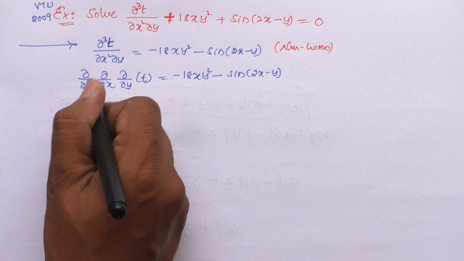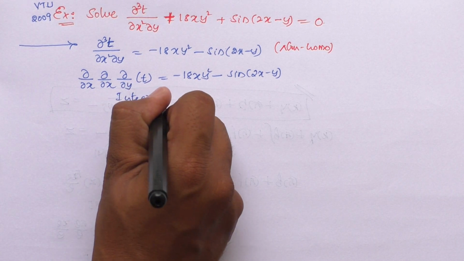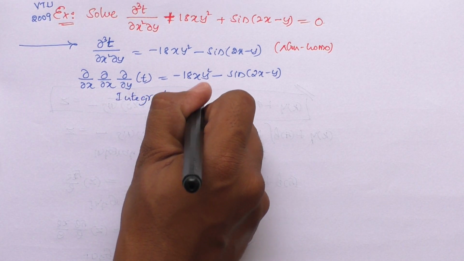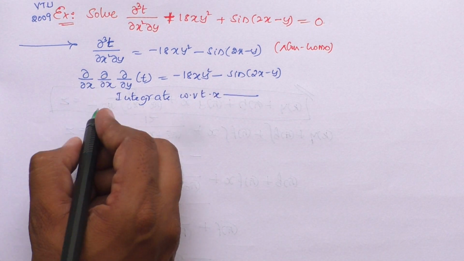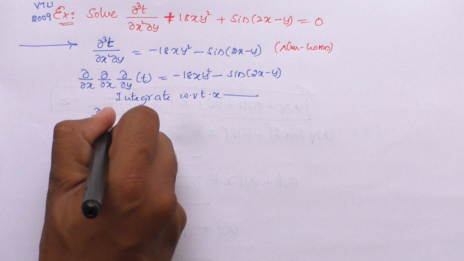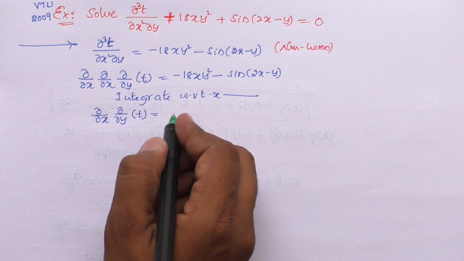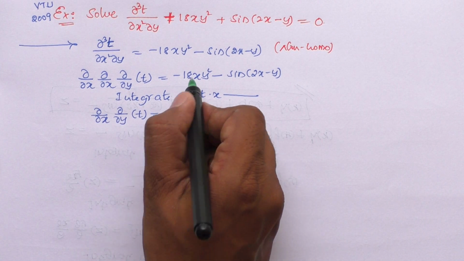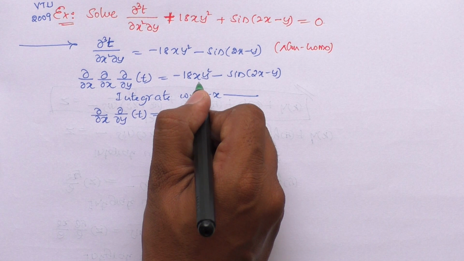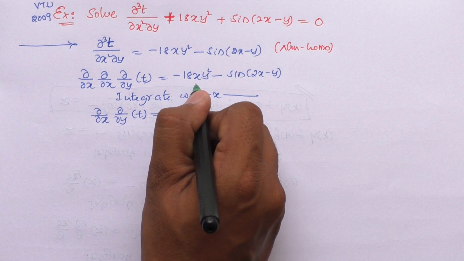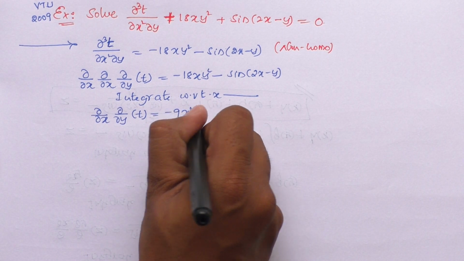So now through integration remove the differential operators. So first ∂/∂x. To remove that one, integrate with respect to x. So if you integrate, this term will be removed. So you are going to get ∂/∂x, ∂/∂y of t, that is equal to, with respect to x means integration of x, so that is x²/2. 18 by 2 will be 9, so minus 9x²y².